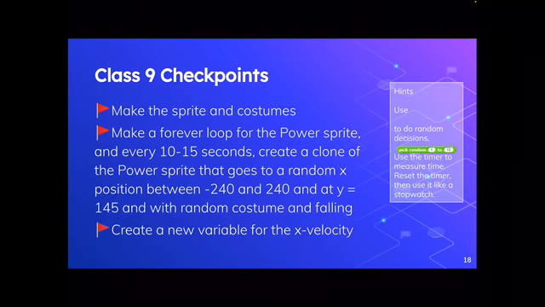Then have them fall down. What we mean by falling is to continuously, forever, go downwards. So change y by maybe -3, -4, -5, something like that. Also create a new variable for x velocity. X velocity is essentially going to be how fast the sprite is moving in the x direction. You're going to want to create this for the main character sprite, and we can change this variable in order to make it move faster or slower.